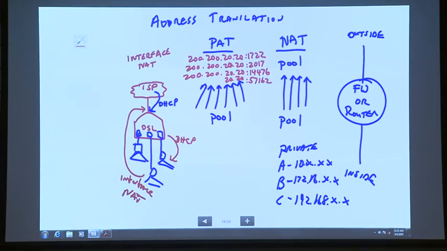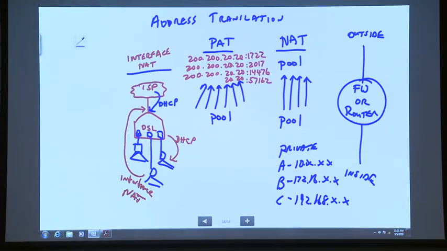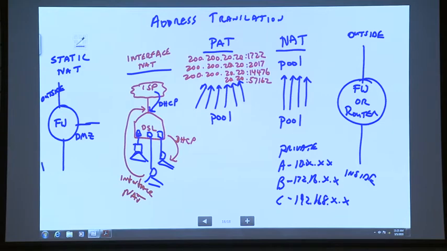The last one that we have, besides my interface NAT, is going to be something called static NAT. This is mainly going to be on a firewall. So this is my outside interface. This is something called a DMZ. The DMZ, there's an inside down here as well. On the DMZ, I'm going to put a web server in here.